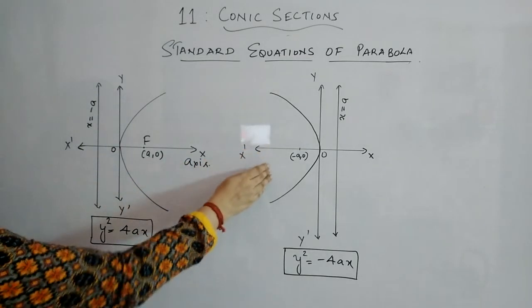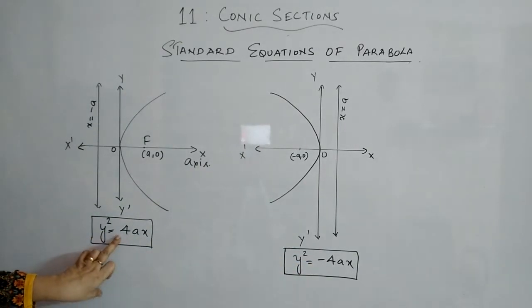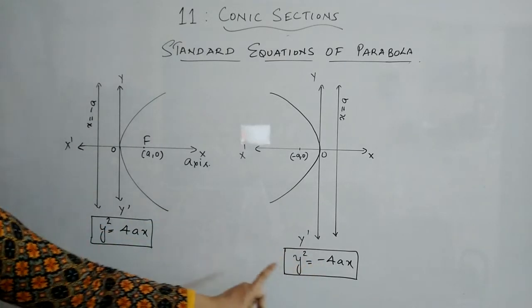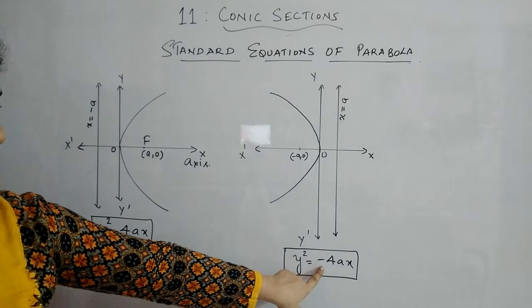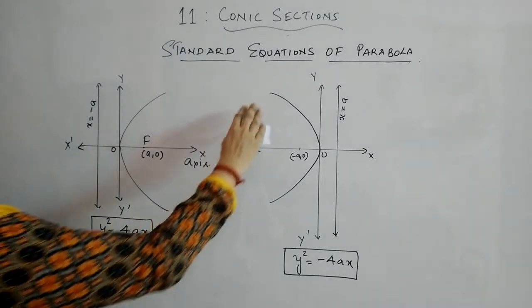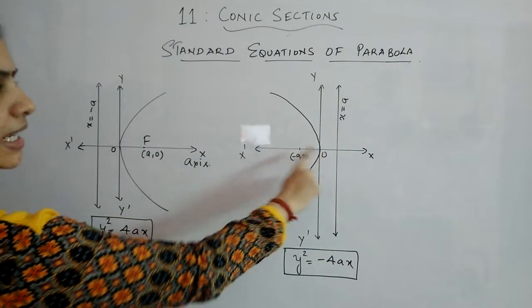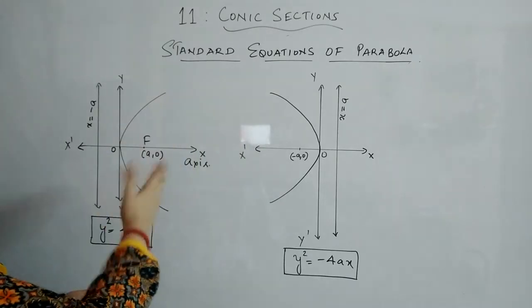Next is y square equal to minus 4ax. Here the only change is that you have a negative sign, but the form is the same as y square equal to 4ax. That determines that the parabola will face towards the left side of the x-axis. The axis of symmetry will be the x-axis, and it is towards the left side.